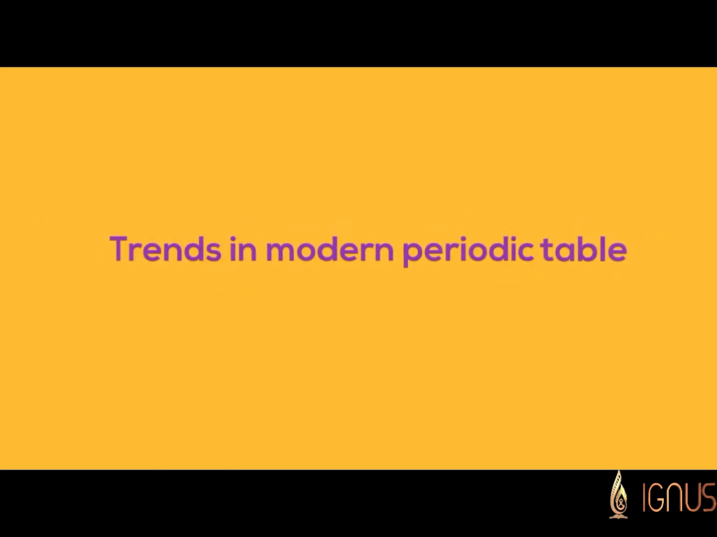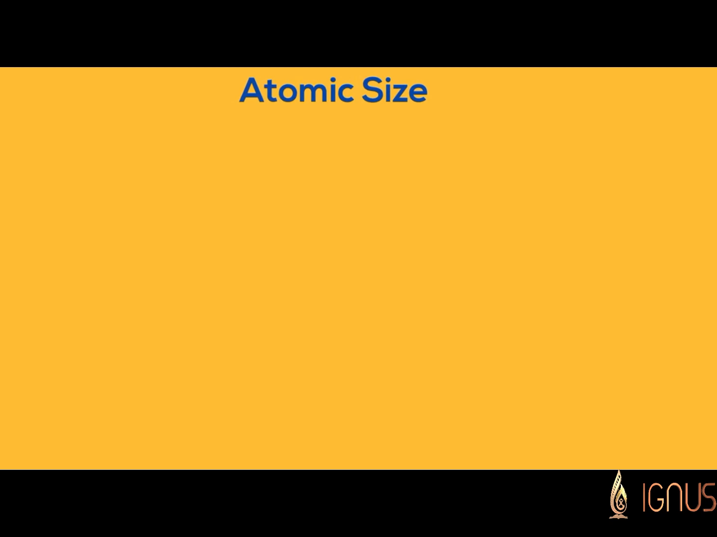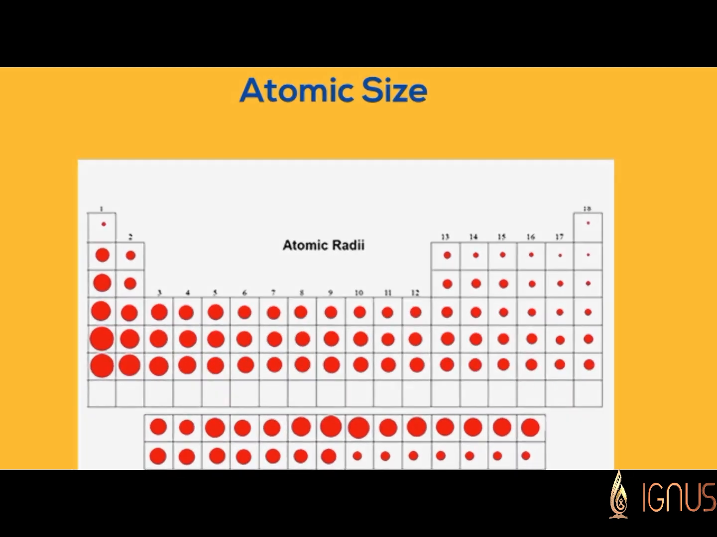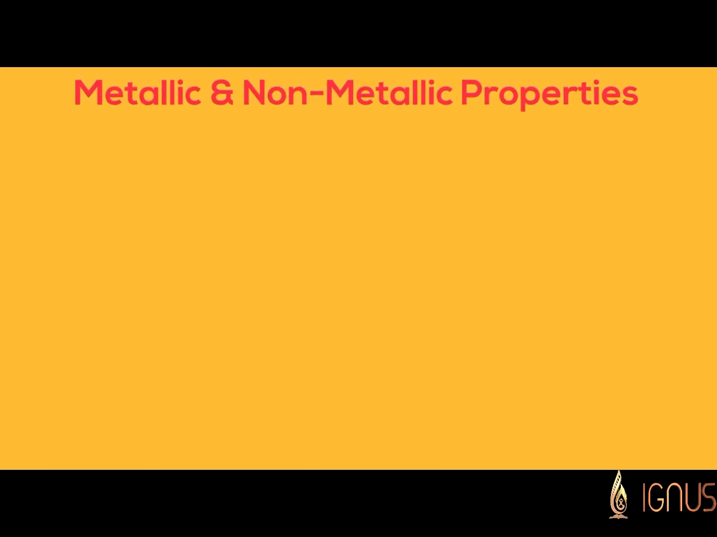Trends in the periodic table. Valency. Valency depends on the number of valence electrons, so all the elements in the same group have the same valency. Atomic size. It refers to the radius of atoms. As you go down the group, the radius increases. As you go across the period, the radius decreases.